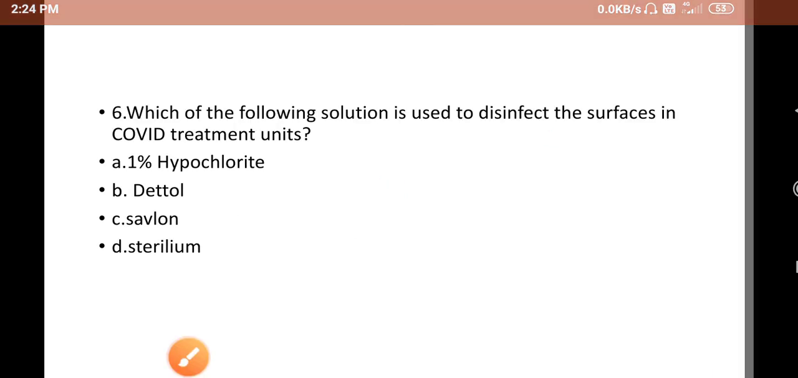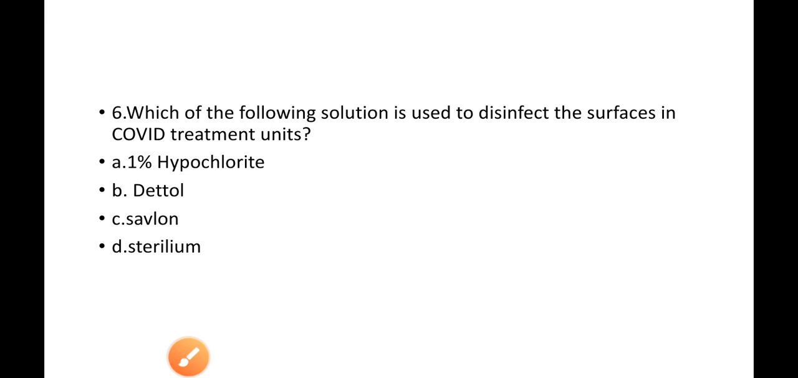So next question, question number 6: which of the following solutions is used to disinfect the surfaces in COVID treatment units? Option A, 1% hypochlorite, B, Dettol, C, Savlon, D, Sterilium. So it's about treating the units or surfaces that have been touched frequently in the COVID treatment units. There are numerous disinfectants, but the case is about corona or COVID-19.